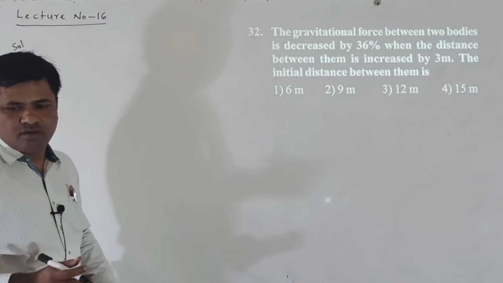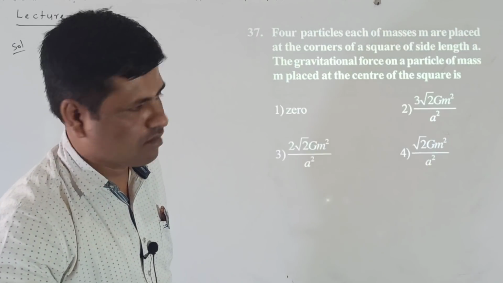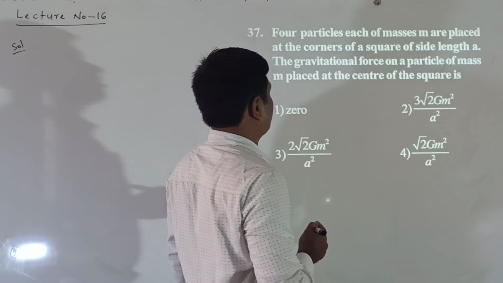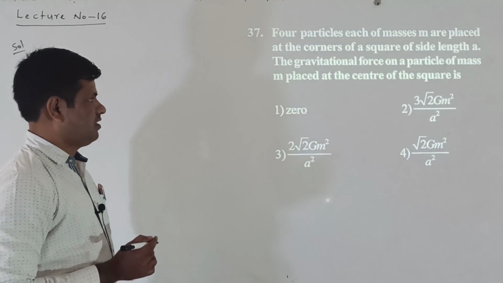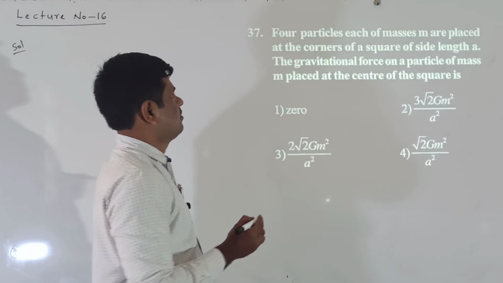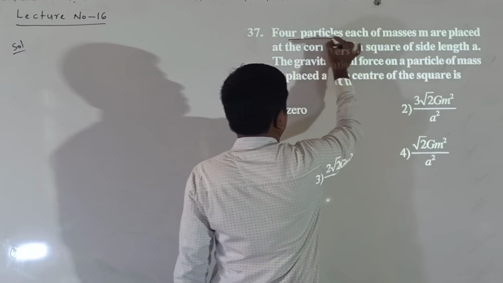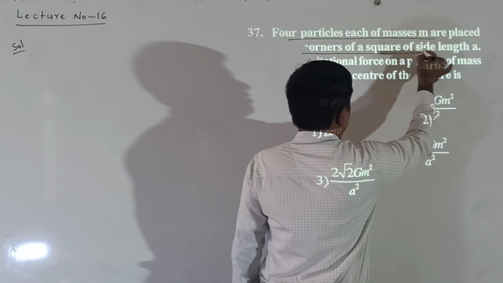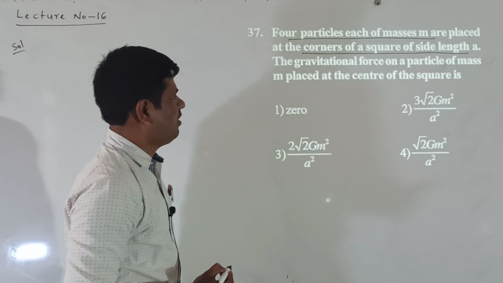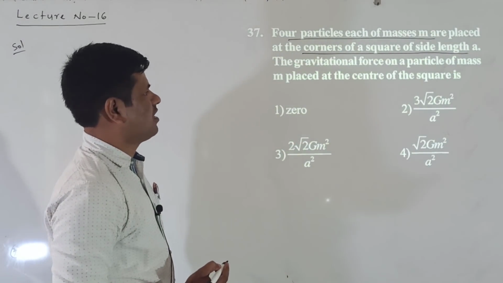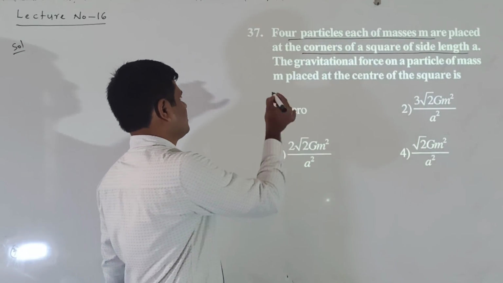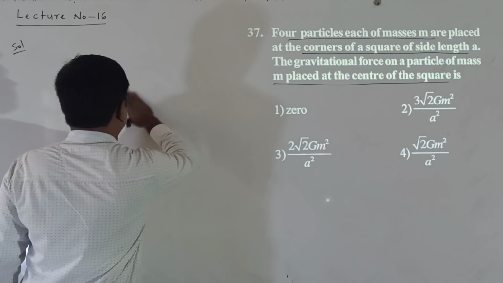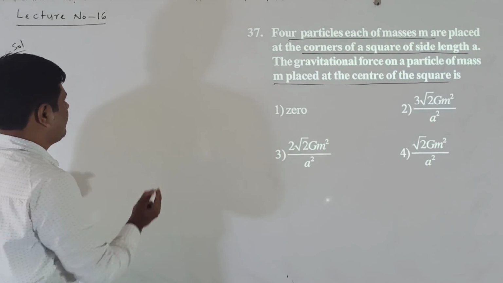Next we'll go to the next question. 4 particles each of mass m are placed at the corners of a square of side length A. All masses are the same. Find the gravitational force on a particle of mass m, the same mass, placed at the center of the square. Listen carefully, these types of models are very important.